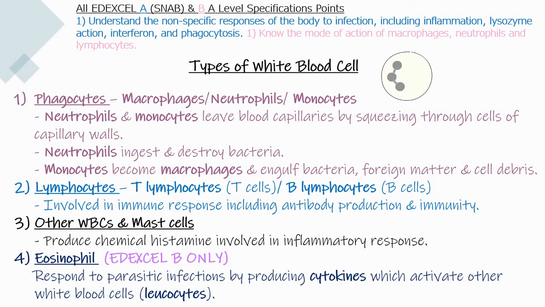There's also other white blood cells and mast cells, which we know produce the chemical histamine involved in the inflammatory response. And then for EDEXCEL B, you also need to know about eosinophils, and these respond to parasitic infections by producing cytokines which activate other white blood cells that are also called leukocytes.